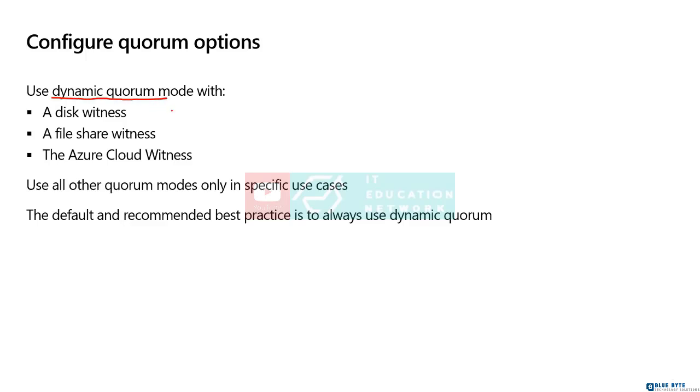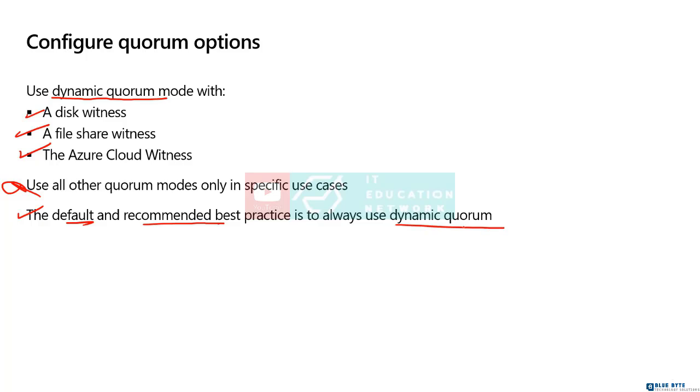Dynamic quorum. Now, with a dynamic quorum, you can use a disk witness, you can use a file share, you can use an Azure cloud witness. So the same 3 we discussed earlier. Now, depending on exactly what your goal is, depends on which one you use. Like, you need an Azure subscription to use an Azure cloud witness. The default and the Microsoft recommendation is to always use a dynamic quorum.